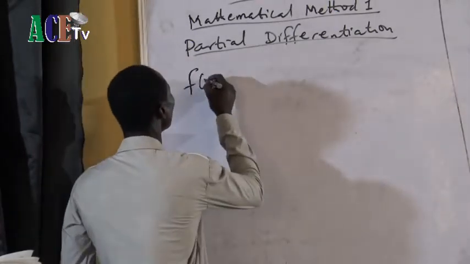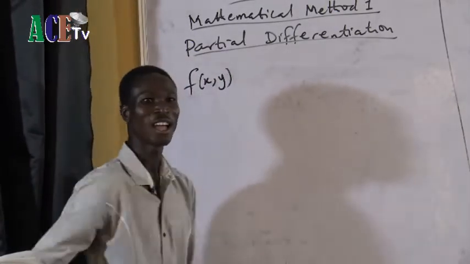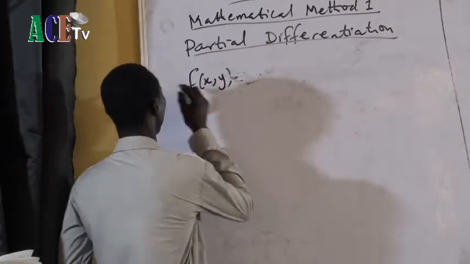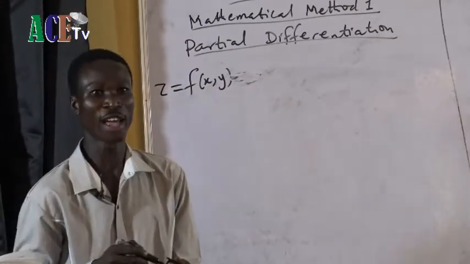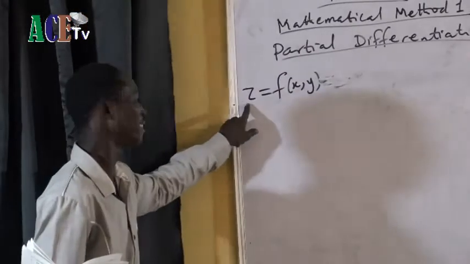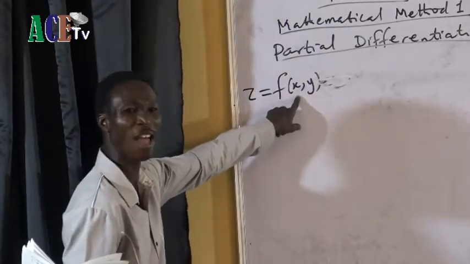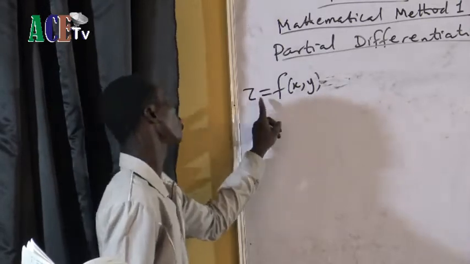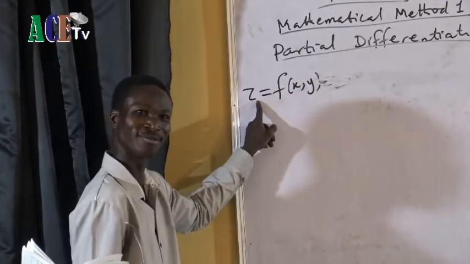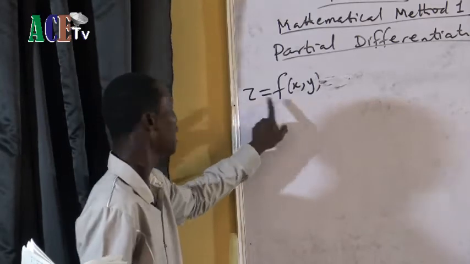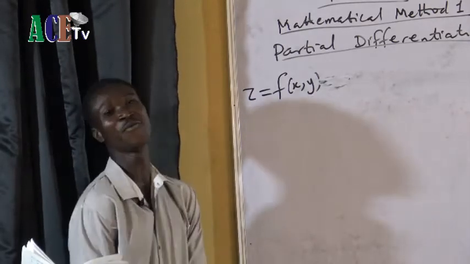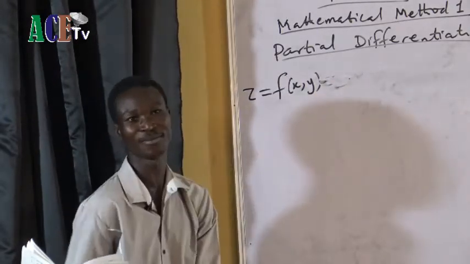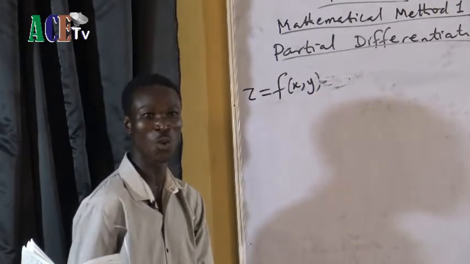If I have my function to be this, my f of x, y, if I have my z is equal to f of x, y, my z is equal to a function of x and y. It means in my function, z is my only dependent variable now. X and y are independent variables. How will I divide the differentiation of this function? This function f of x, y.